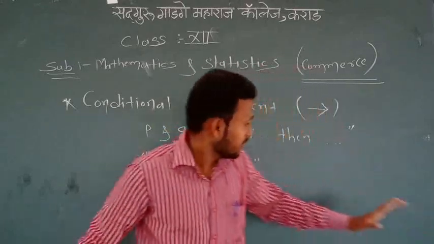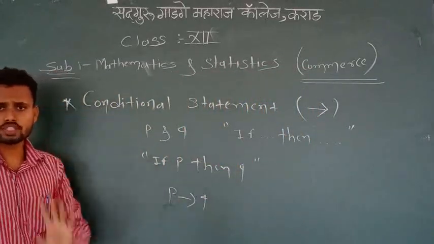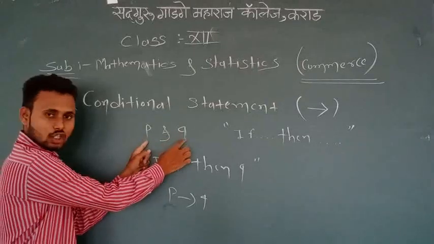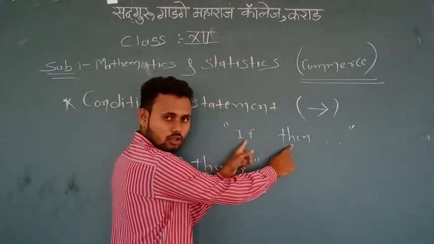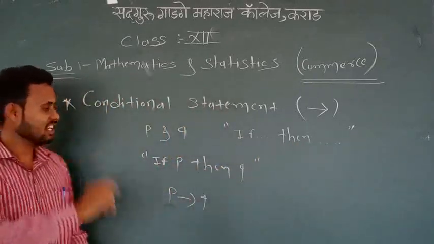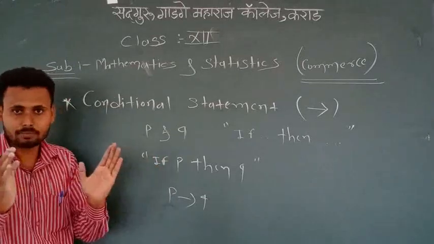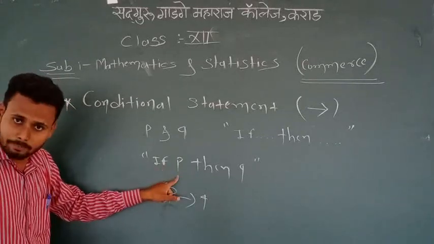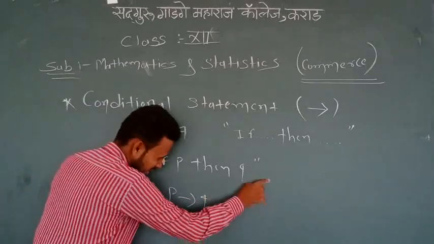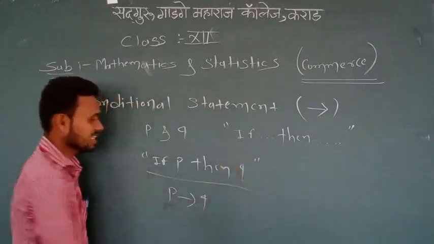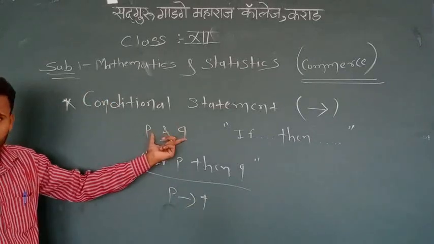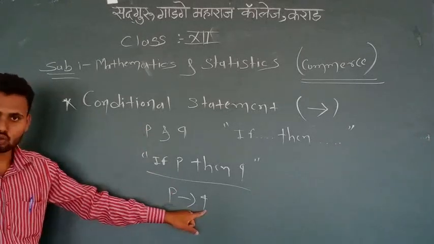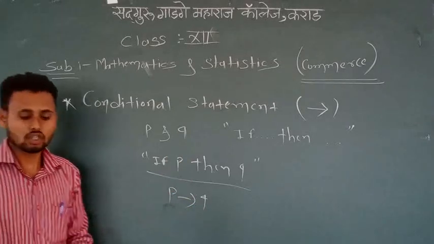One more definition. Suppose we have two simple statements P and Q, and if we connect these two simple statements by the group of words if dot dot then, the resulting compound statement, दोन सिंपल स्टेटमेंट आपण कनेक्ट केली तर कंपाऊंड स्टेटमेंट मिळतं. Then the resulting compound statement if P then Q is called the conditional statement of P and Q, and it can be written in the symbolic form as P implies Q. This is the conditional statement of any two simple statements.